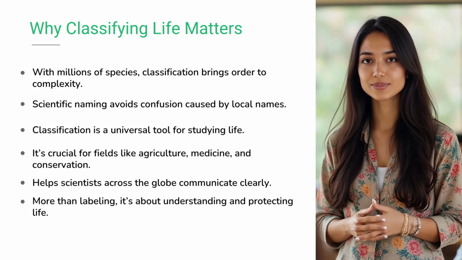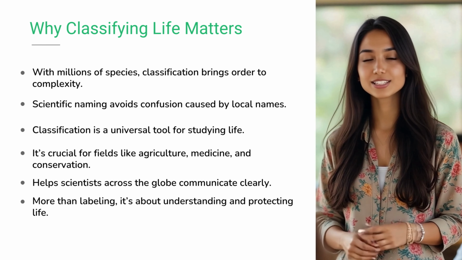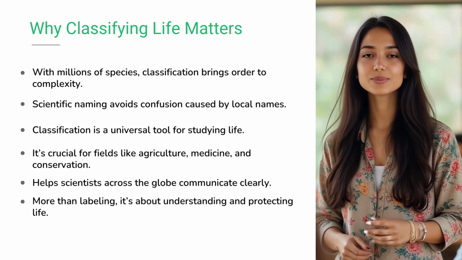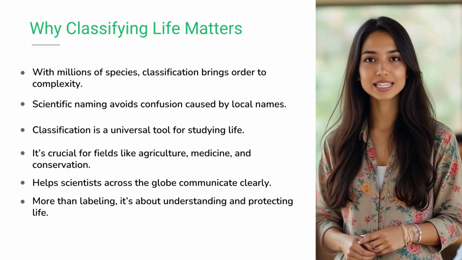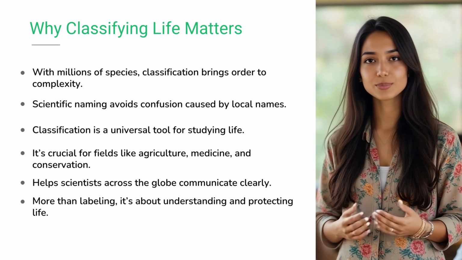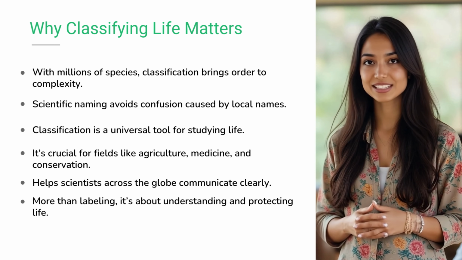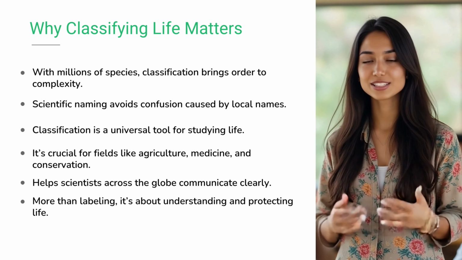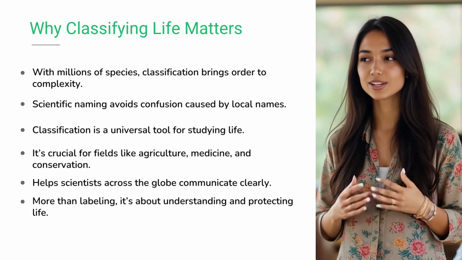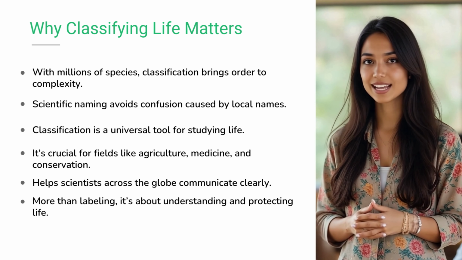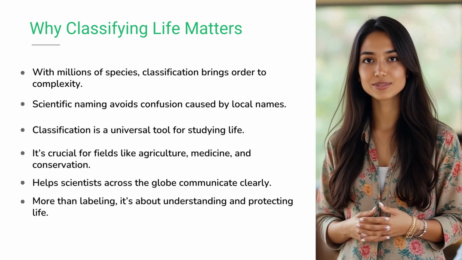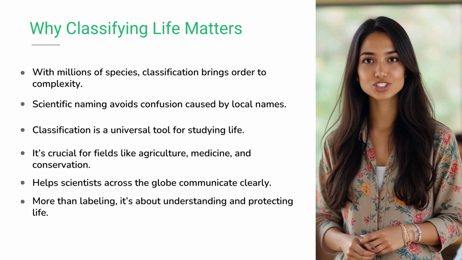Imagine if every region had a different name for mango. One fruit, hundreds of names, it would be impossible to communicate clearly. That's why we need a universal system for naming and classifying organisms. It brings order to the beautiful chaos of life and helps scientists around the world speak the same biological language.